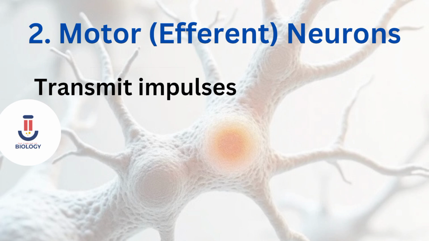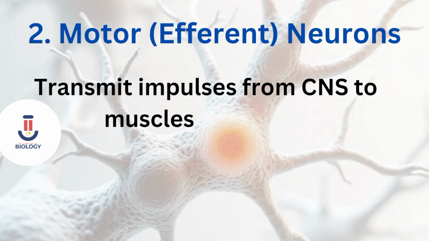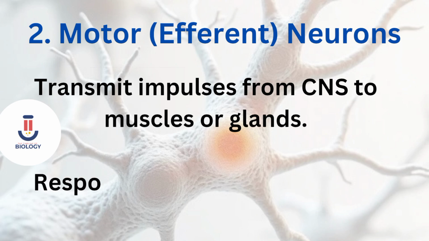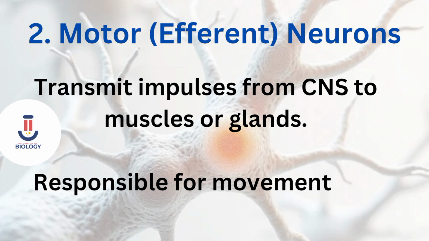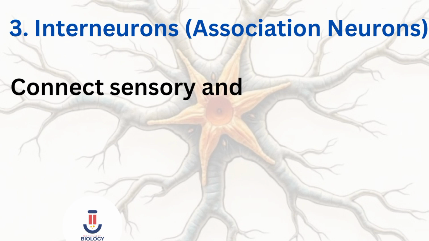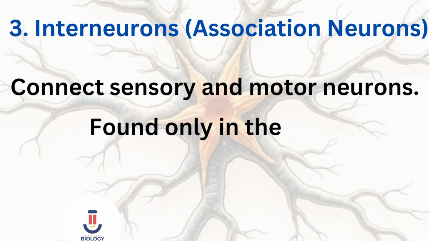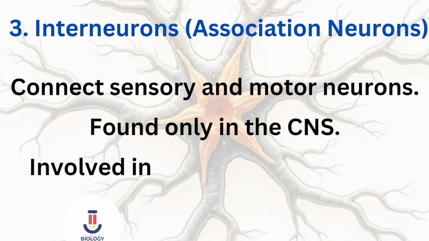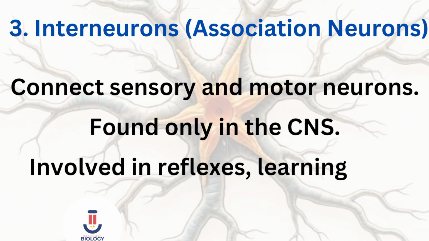Number 2 is motor. Efferent neurons transmit impulses from CNS to muscles or glands, responsible for movement and secretion. Number 3 is interneurons. Association neurons connect sensory and motor neurons, found only in the CNS, involved in reflexes, learning, and memory.